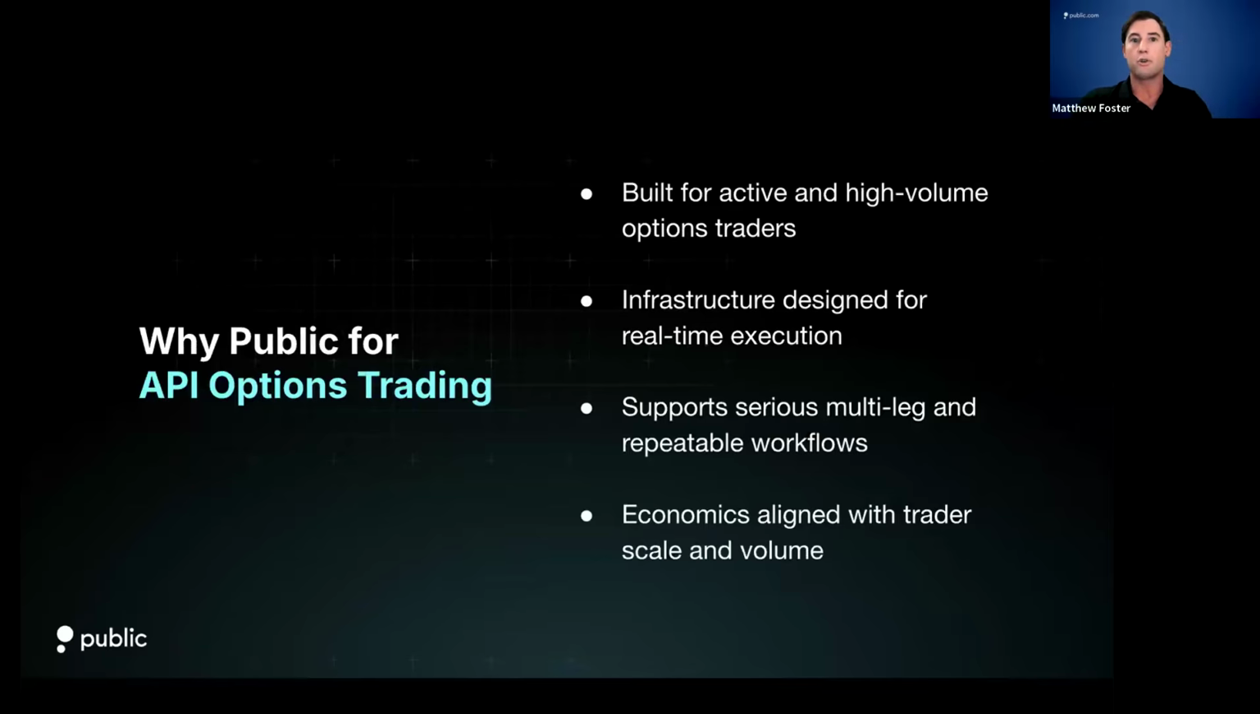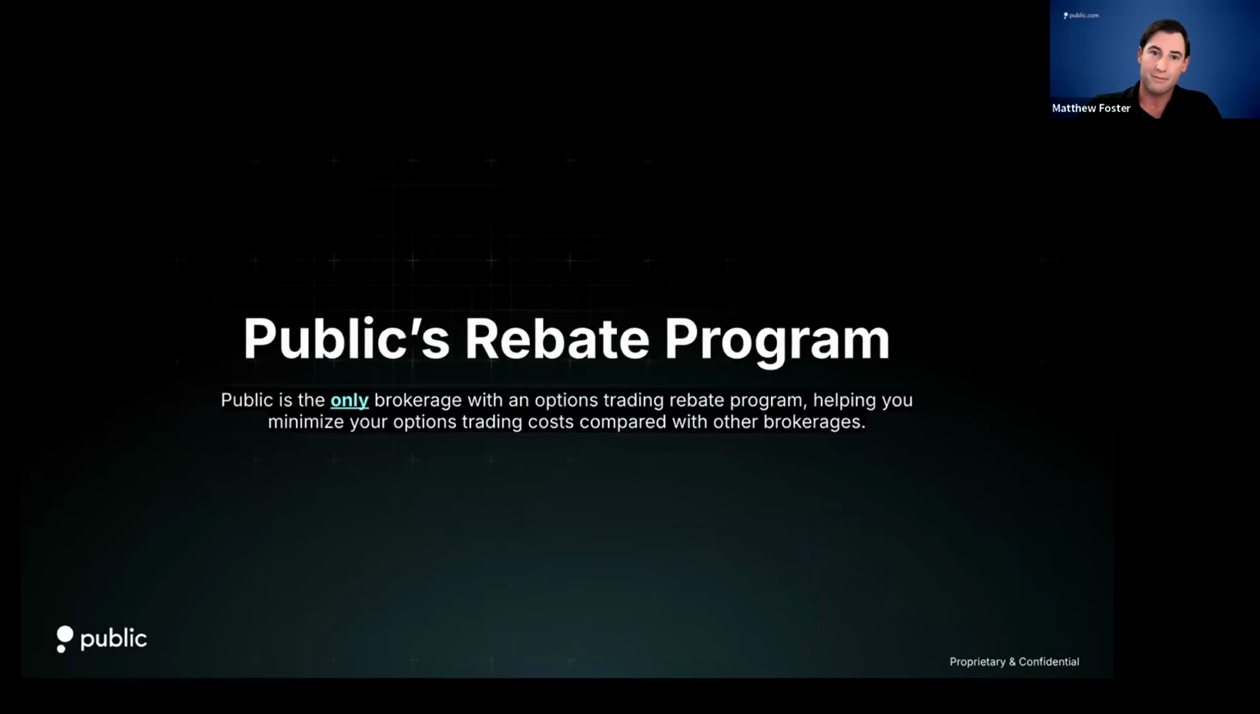And once traders really understand what an API can do and what it's capable of, the real question becomes whether it's built for how options traders actually operate at scale in the market. And Public is built for active, high volume options traders with infrastructure that's really designed for real-time execution and repeatable, consistent workflows. So just as importantly, the economics here are aligned with the trader volume, which is going to bring us to the next slide here on rebates.